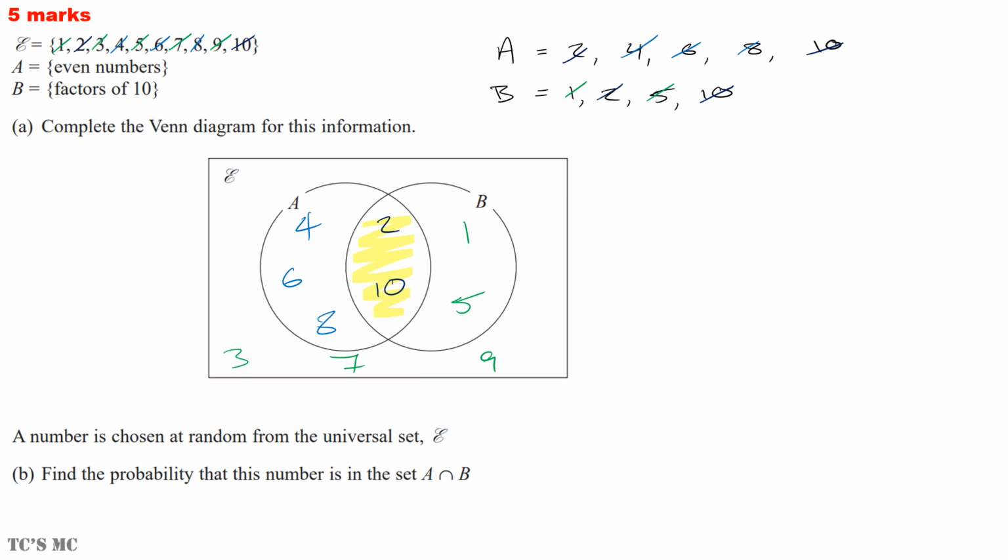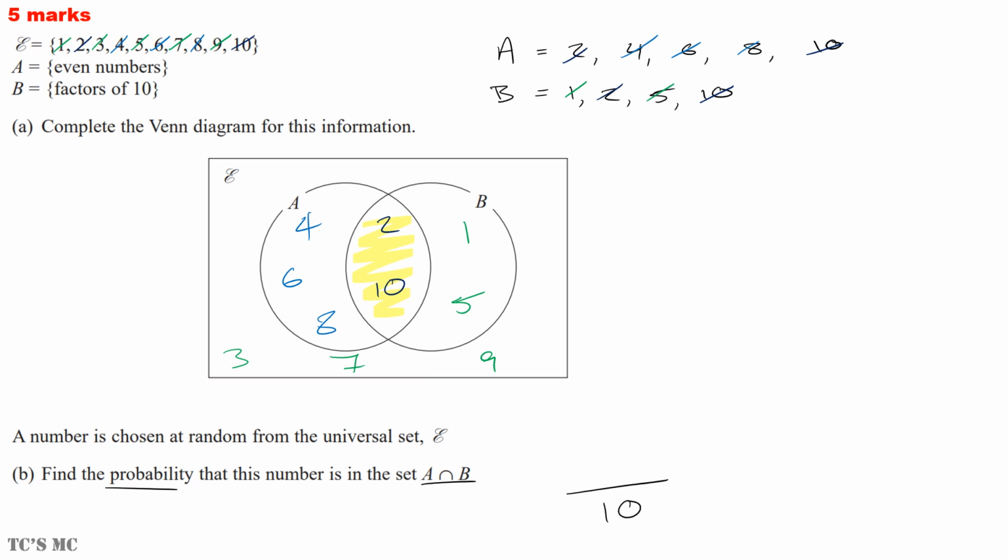The question goes on to say, a number is chosen at random from the universal set. Find the probability that this number is in the set A intersection B. Probability means we need to have a fraction or a percentage or a decimal for an answer. I am going to write it as a fraction. Because it's going to be chosen from the universal set, the denominator must be 10, and that gets us 1 mark.